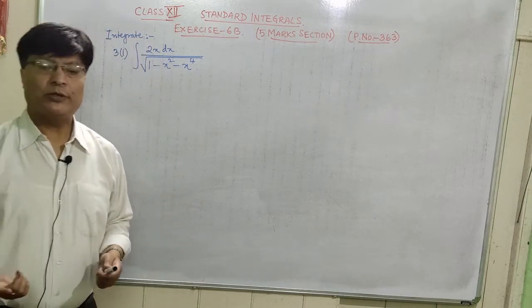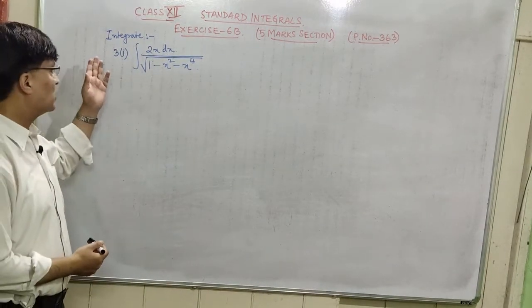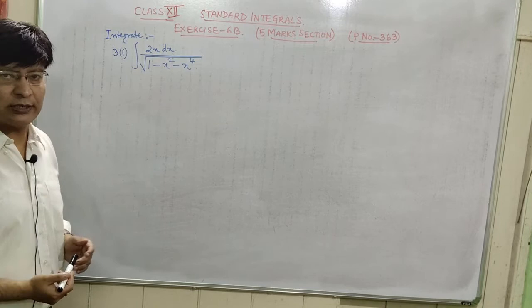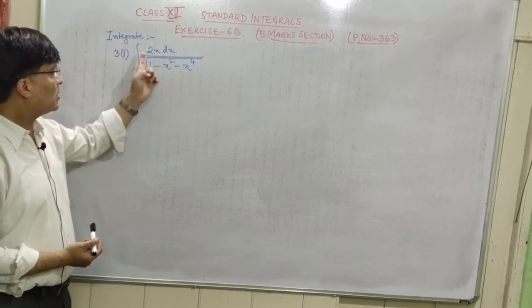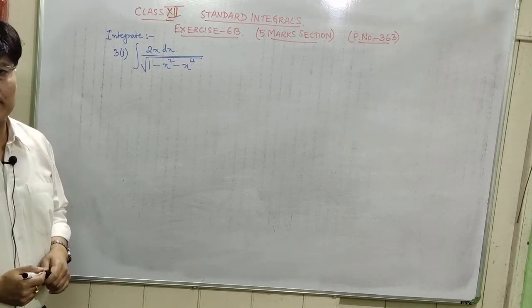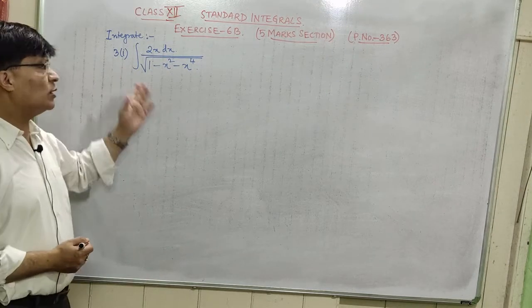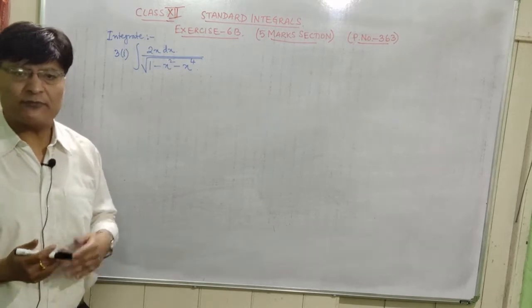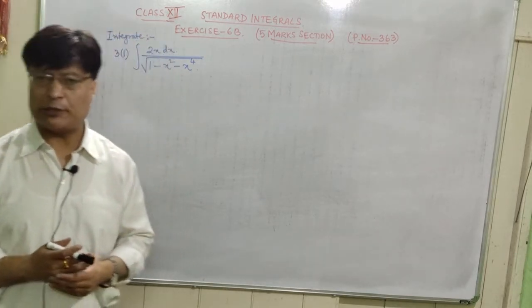So now we'll do the next question, that is question number 3, number 1. You have to integrate, okay? That is the integral of 2x dx divided by root under 1 minus x square minus x to the power 4. So how will you do it? In this case, first of all, you have to do the method of substitution.